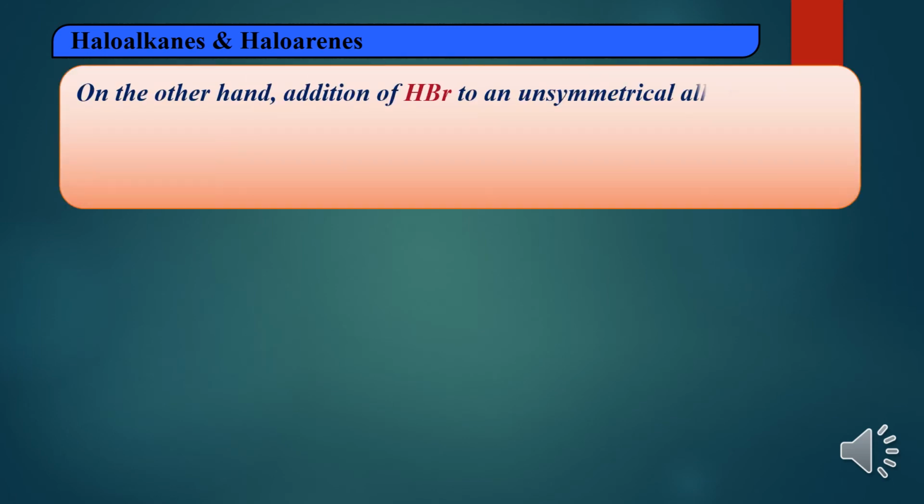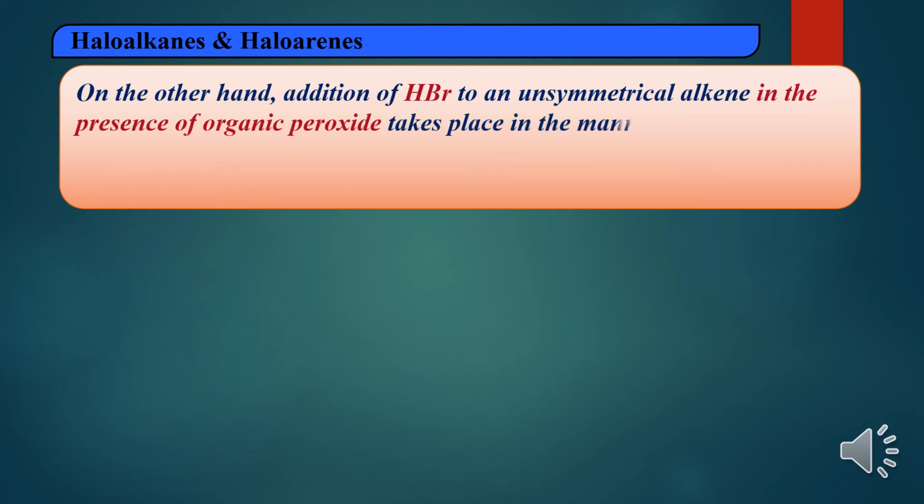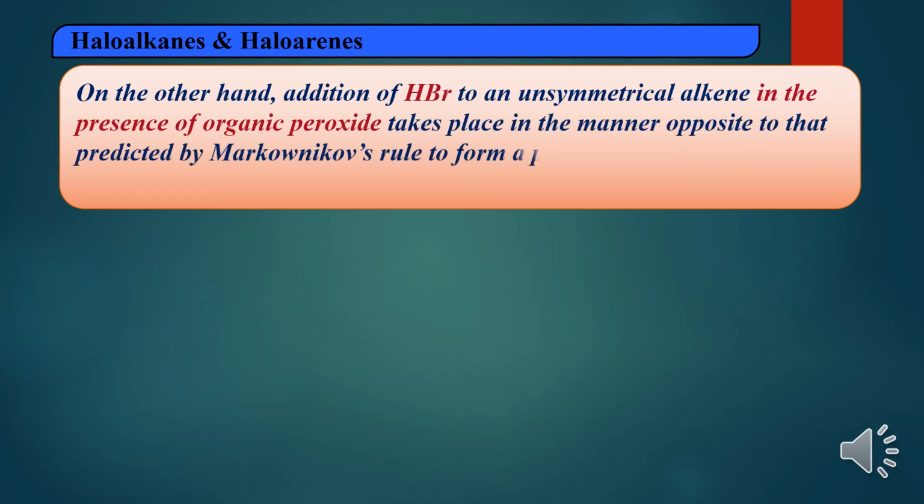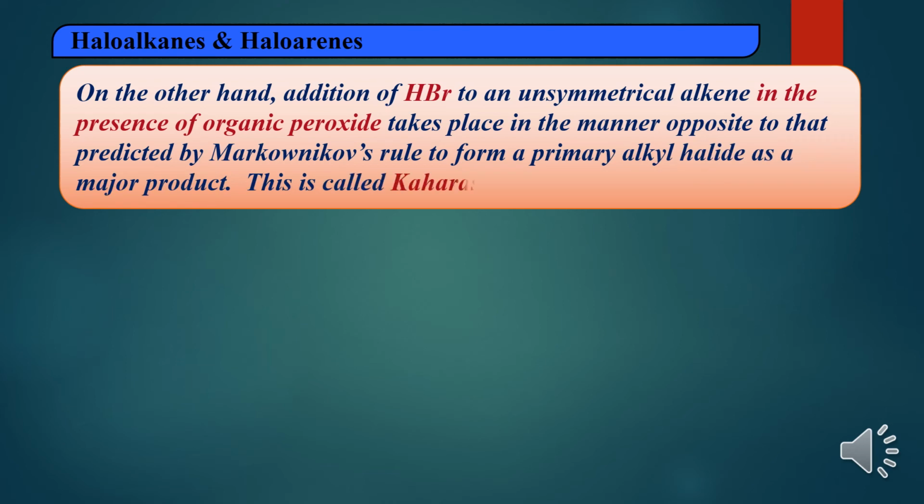On the other hand, consider the addition of hydrogen bromide to an unsymmetrical alkene in the presence of organic peroxide. With the same reactant, but in the presence of peroxide, the reaction undergoes a free radical mechanism, and the product obtained is 1-bromopropane. This is also called the anti-Markovnikov rule, Kharasch effect or peroxide effect.